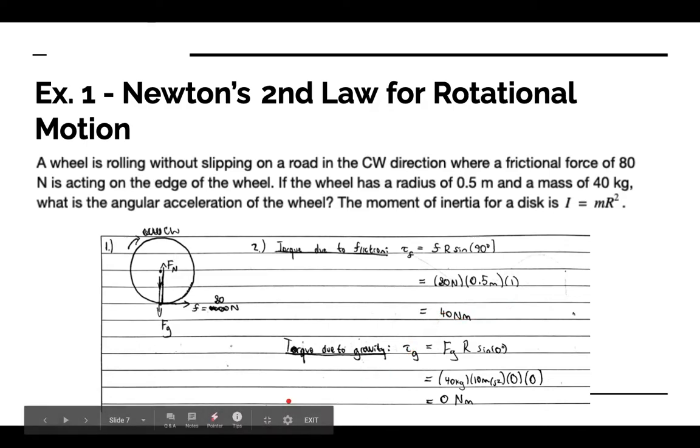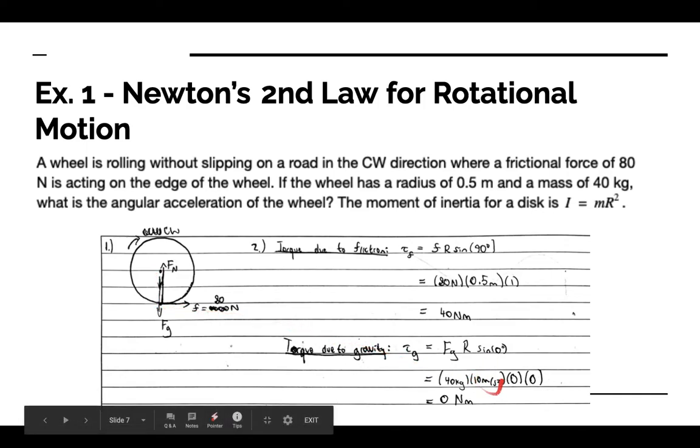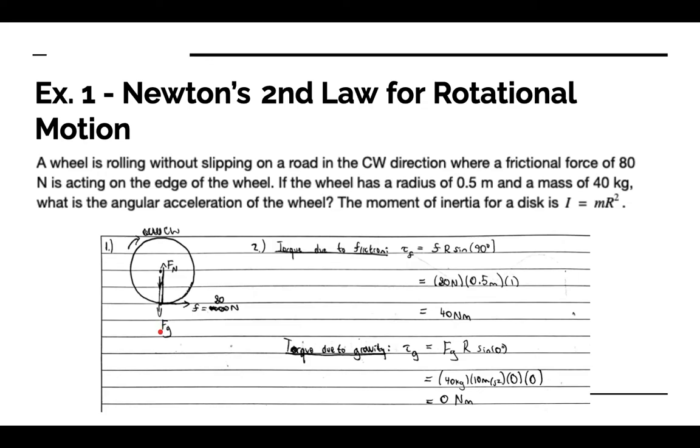Okay? And then we calculate the torque due to gravity. The torque due to gravity is going to be equal to the force due to gravity times r times the sine of 0 degrees, because our force due to gravity acts along the radius, so the angle between the force due to gravity and the radius is 0 degrees. So we're going to have 40 kilograms times 10 meters per second squared times 0, and then times 0 again. The two zeros pop up because the distance at which our force acts from the axis of rotation is 0, and because the sine of 0 degrees is 0. So the torque due to gravity in this case is 0 newton meters, because the force due to gravity acts at our axis of rotation and along our axis of rotation.